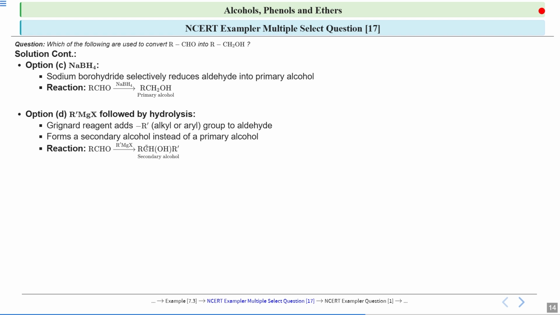Because you can see at this carbon, your R dash group will also attach. So this becomes a secondary alcohol. So that is why this option is incorrect. So only your sodium borohydride, catalytic hydrogenation, and lithium aluminum hydride will be the correct options for this question. Okay, don't get confused, your RMgX will also reduce your aldehyde to alcohol, but it will form a secondary alcohol, not a primary alcohol, and here we need a primary alcohol. That is why your option D is incorrect.